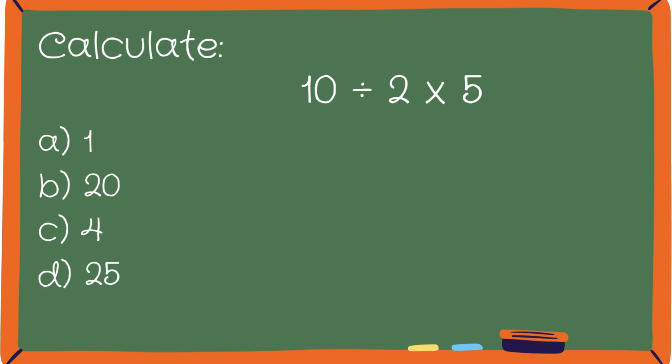And what's the student's natural tendency? The student says 2 times 5 equals 10. 10 divided by 10 equals 1, and marks the letter A. And that's wrong. That's not how it is. Don't make a mistake about that. So let's be very careful.